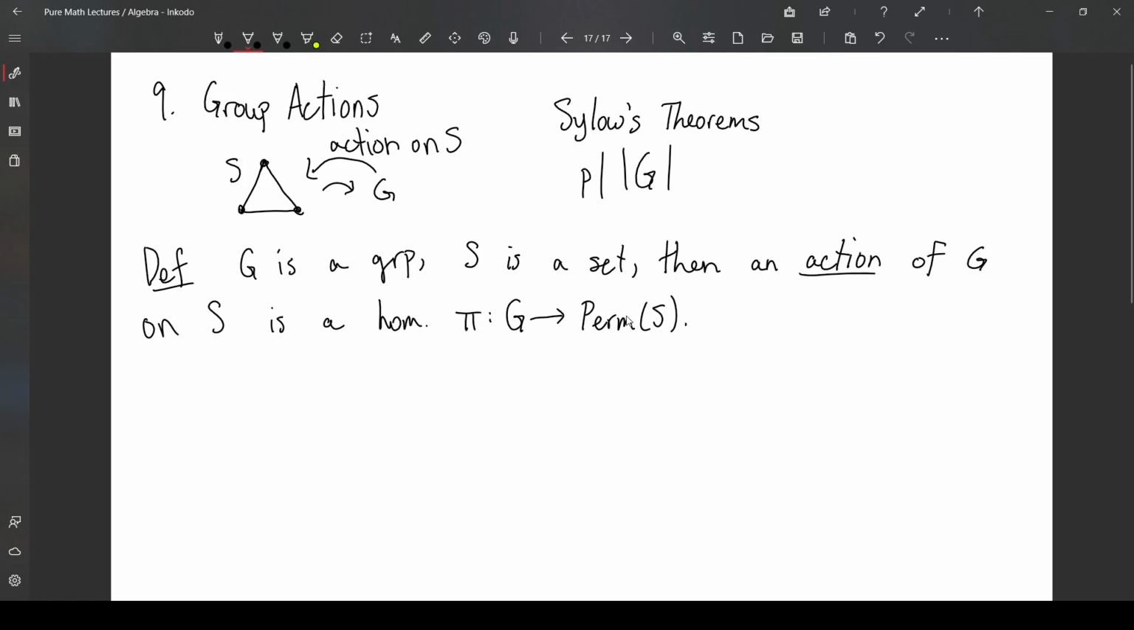Remember, a permutation is just a bijection from S to S. So for every element of G, we have some permutation of S, some bijection from S to S, and the homomorphism tells us essentially that the permutation corresponding to the product of two group elements is the composition of the two bijections, the two permutations.